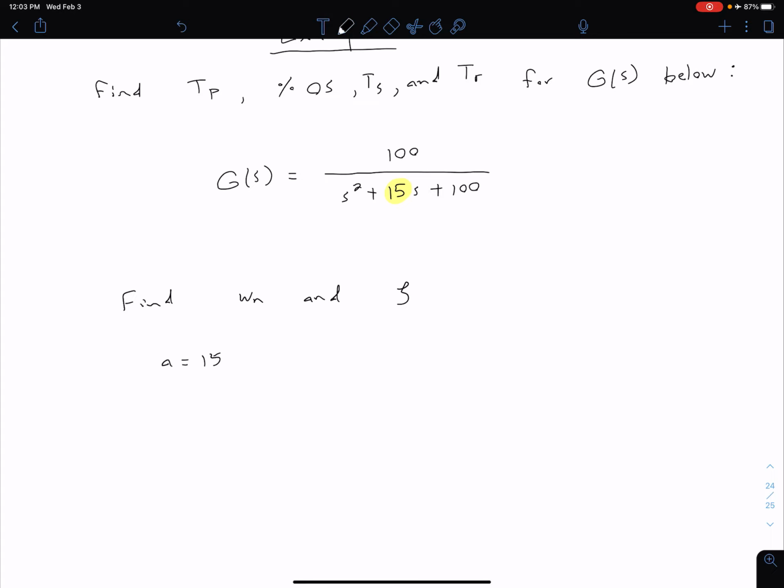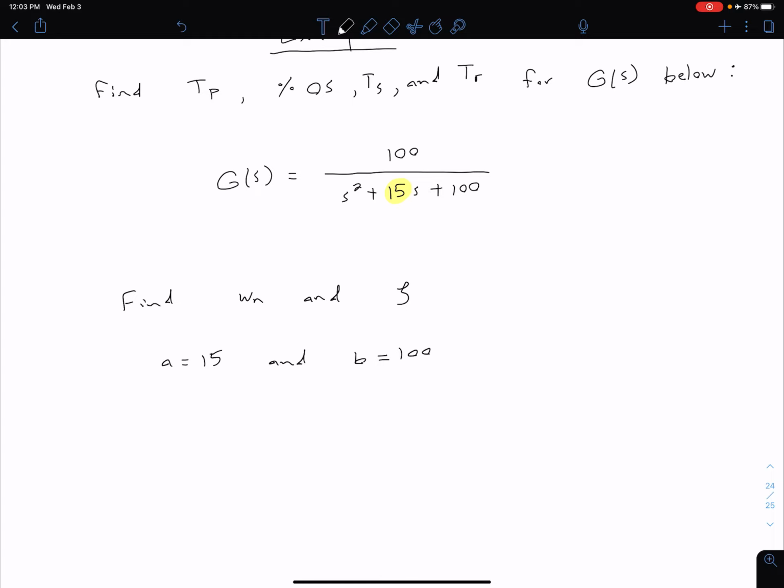And our b, remember, for our b as well as our omega n, we always want to use this denominator term because sometimes if we don't have unity gain, this term will be different. In this case, we do have unity gain, so we could use either of those two to get that our b is equal to 100. So a is 15 and b is equal to 100.